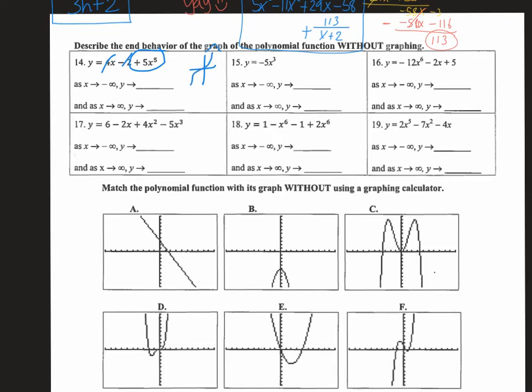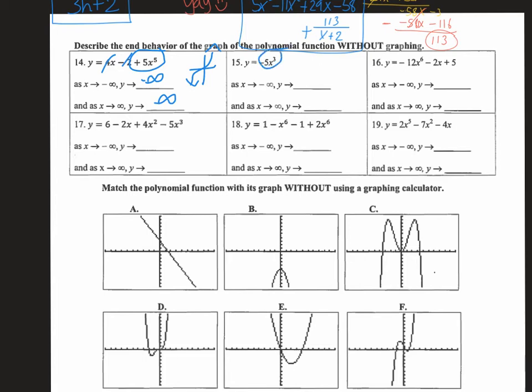Just like x to the third, like that. So it's going to behave the same way as that. So as x goes to negative infinity, my y goes to negative infinity, just like my x to the third does. As my x goes to positive infinity, my y goes to positive infinity. Right? Simple as that, guys. Simple as that. So that's every time.